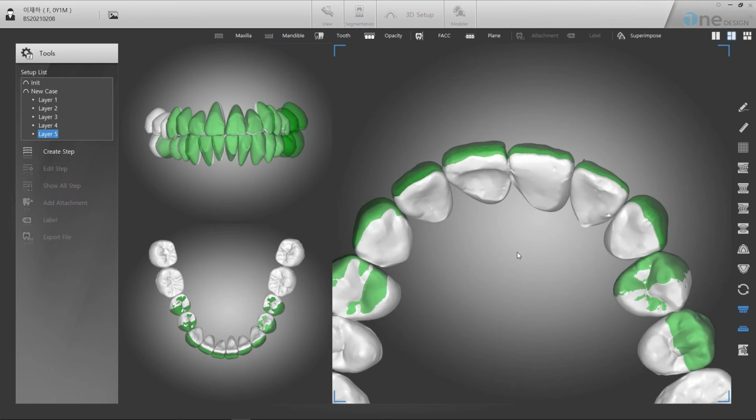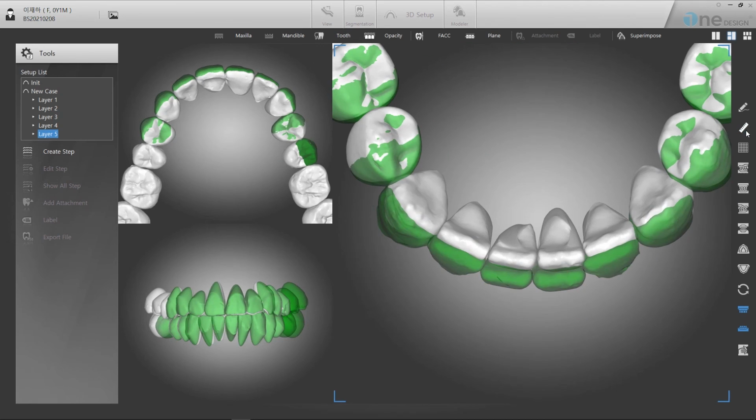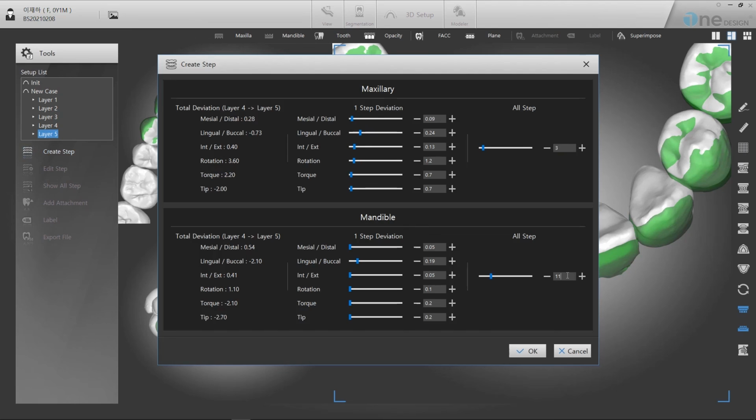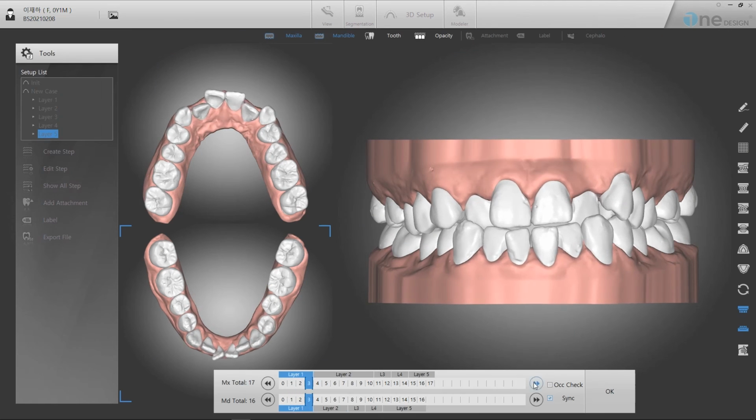In the last layer, tooth number 11 and 41 are the teeth that have moved the most. Divide the steps based on this. Finally, check the number of aligners through Show All Steps function.